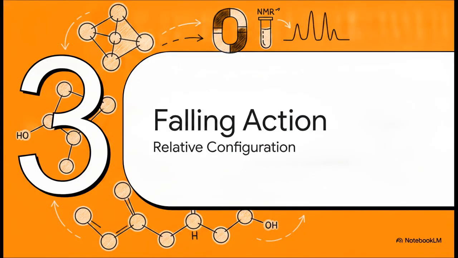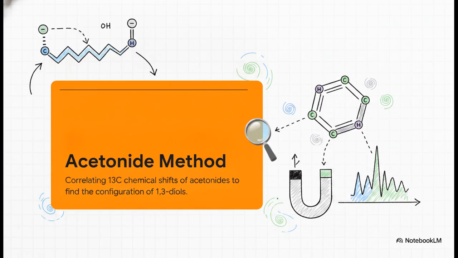Okay, on to section 3, falling action, finding relative configuration. We've got the absolute handedness of a single chiral center figured out, but how do we see how multiple substituents sit relative to each other across a big flappy carbon chain? For this, we have to talk about the incredible carbon-13 acetonide method popularized by chemist Scott Rychnovsky.